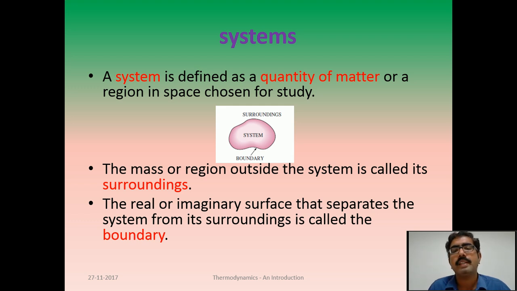Next one, surrounding. The mass or region outside the system is called its surrounding. Everything outside the system we call a surrounding. Why do we consider the surrounding? Because obviously there will be energy interactions between a system and its surrounding. So we have to differentiate the system and the surrounding. For that we have an imaginary surface known as a boundary. The boundary is the one which separates the system and surrounding. It is an imaginary one.